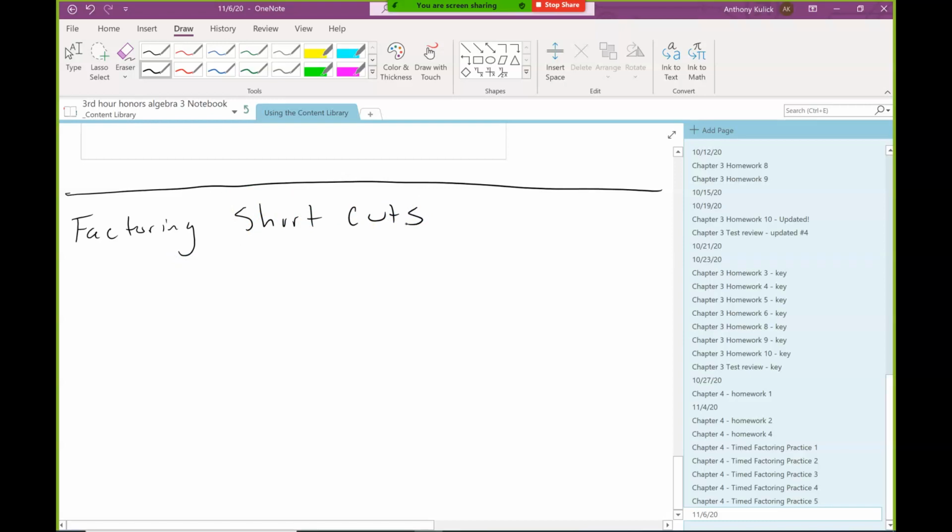Today, we're going to talk about factoring shortcuts. So you've seen the full factoring method, the long factoring method that involves that factor by grouping technique. Today, what we're going to do is talk about situations in which we can avoid having to do that factor by grouping.